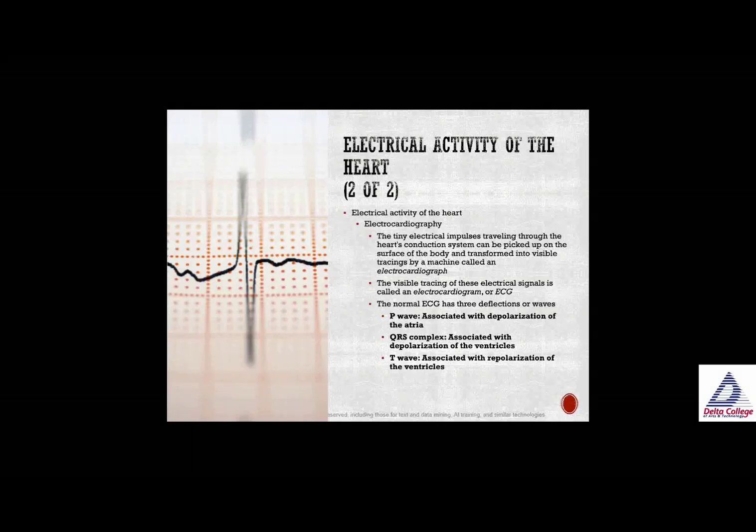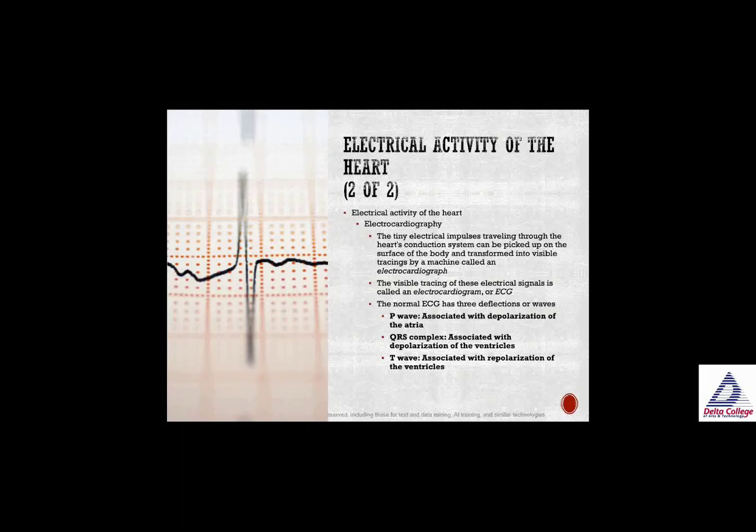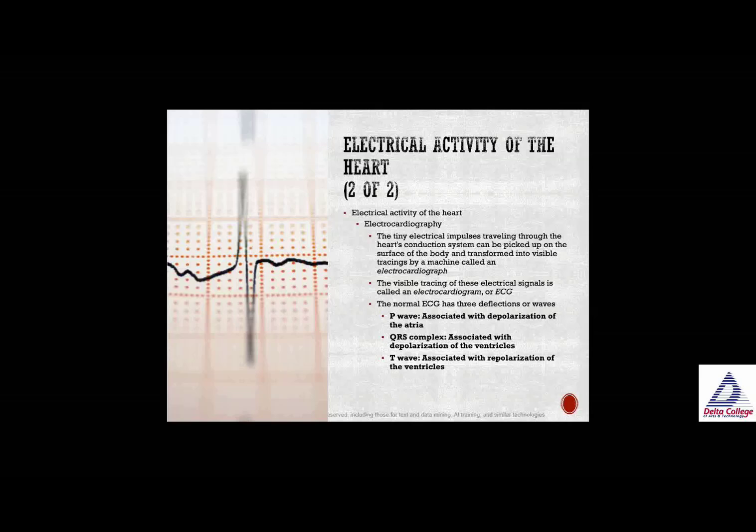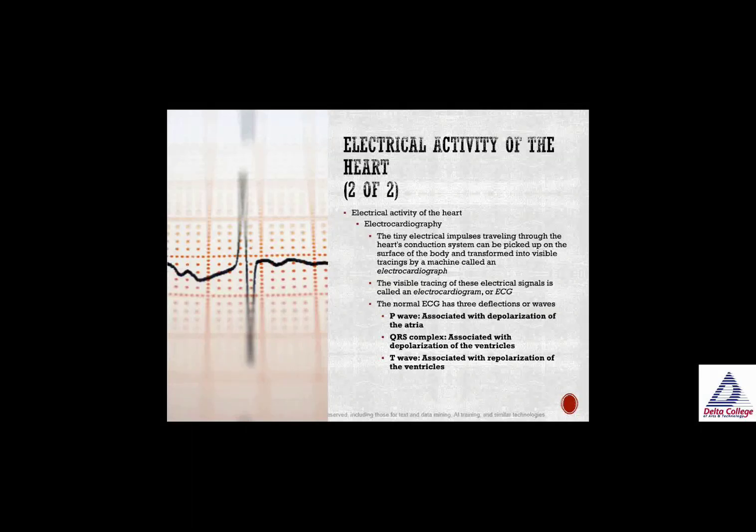Then it goes into where you see that big jump up and down. This is the QRS complex. It is associated with depolarization of the ventricles. Then it goes into a little line, and then it dips. That is the T wave. That is associated with repolarization of the ventricles.